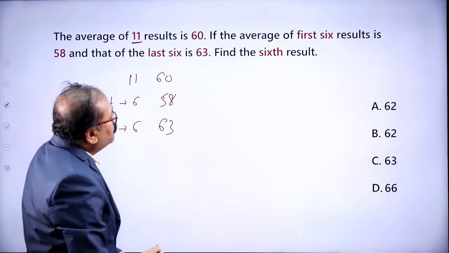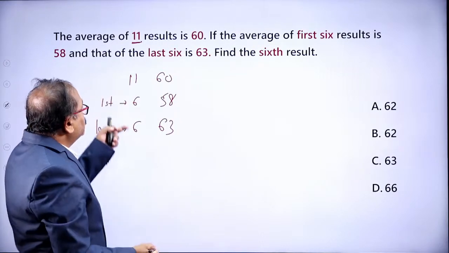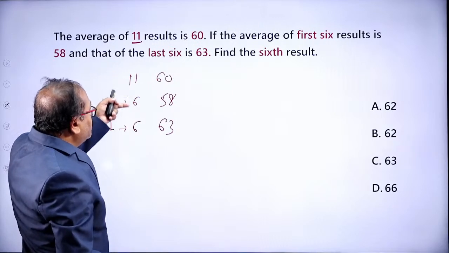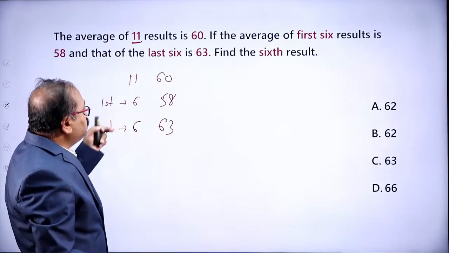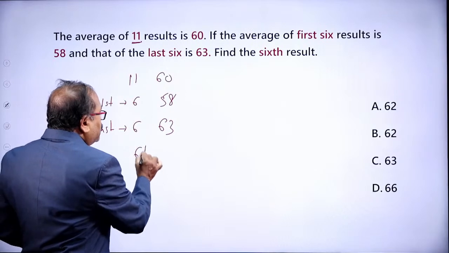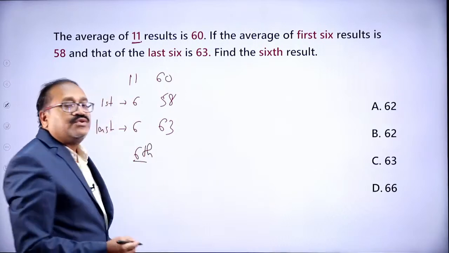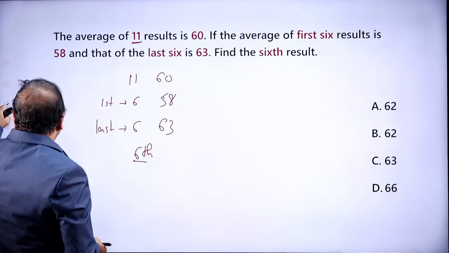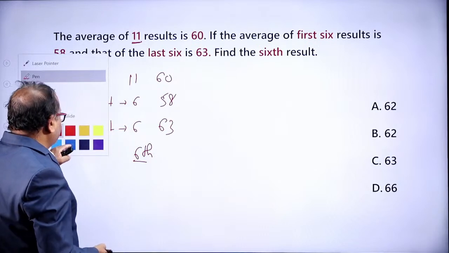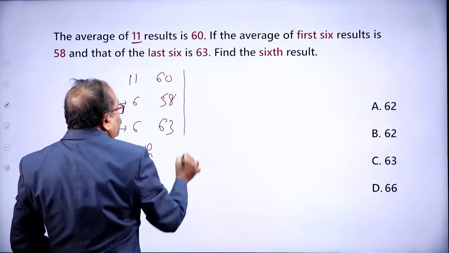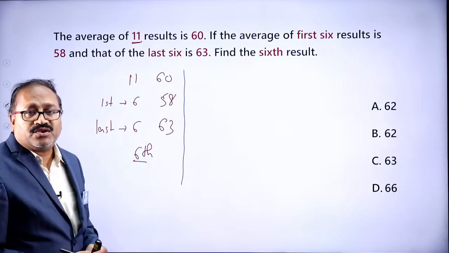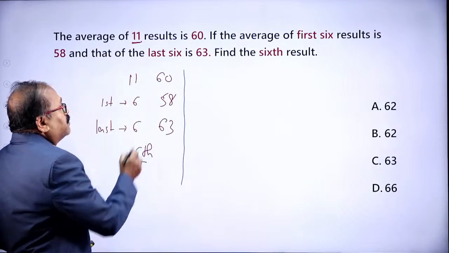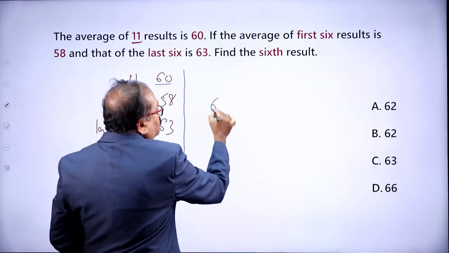You are asked to find the 6th number. Did you notice that out of 11 numbers, if you take the first 6 numbers and the last 6 numbers, the 6th number is getting repeated? So how do I get the 6th number? There is a general method and there is a shortcut. I am going with the shortcut over here. My 6th number will be: take the overall average, which is 60.